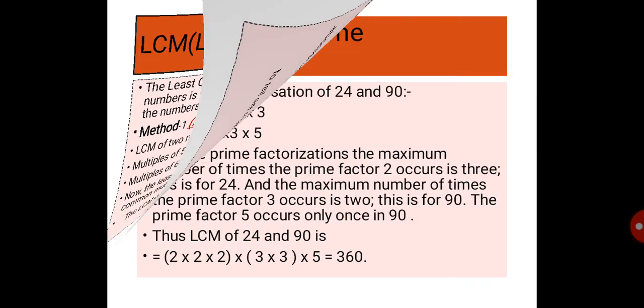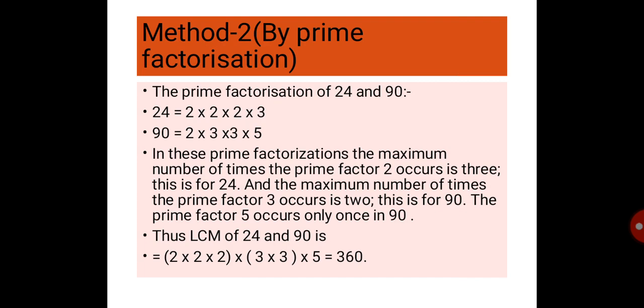Now the second method is prime factorization. Here we take the example of 24 and 90. The prime factors of 24 are 2, 2, 2 and 3. Similarly, the prime factors of 90 are 2, 3, 3 and 5. Here we see the common factors in both are 2 and 3. And then the left over numbers are 2, 2, 3, 5.